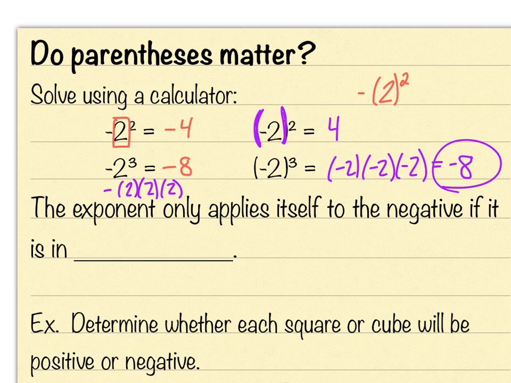And so what you'll find out is that when you are working with even powers, like 2, the answer will always be positive. And when you're working with odd powers, which you guys will use more as you progress, the answer can be positive or negative. It just depends on what your base is. So the exponent only applies itself to the negative if it is in parentheses, and that's going to be very important to note for the homework.